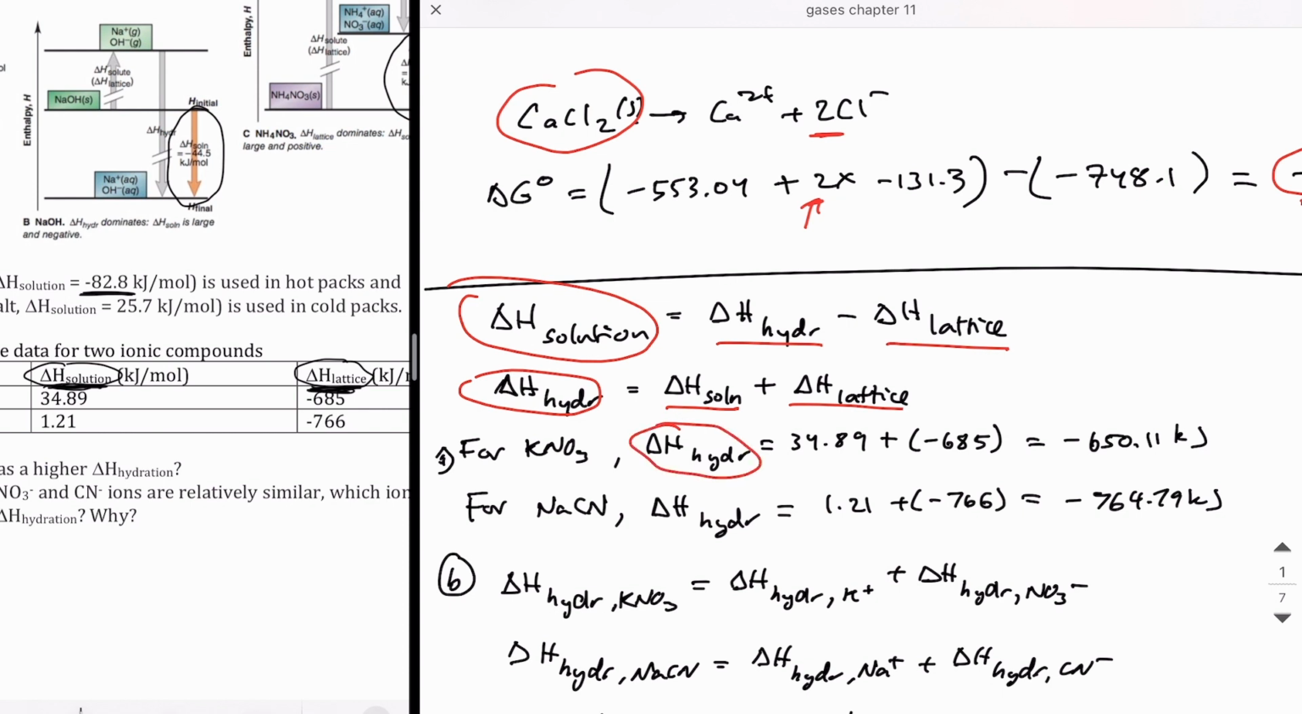Delta H of hydration for KNO3 is negative 650. That shouldn't surprise you because, as we said earlier, this hydration enthalpy is a negative number. The reason is that the ion-dipole interaction you make when you mix water with some ion is stronger than the hydrogen bond interaction that you lose when you have to break that liquid water apart. For NaCN, the delta H of hydration is even more exothermic, it's negative 764.79 kilojoules. So that's how you actually calculate the number.